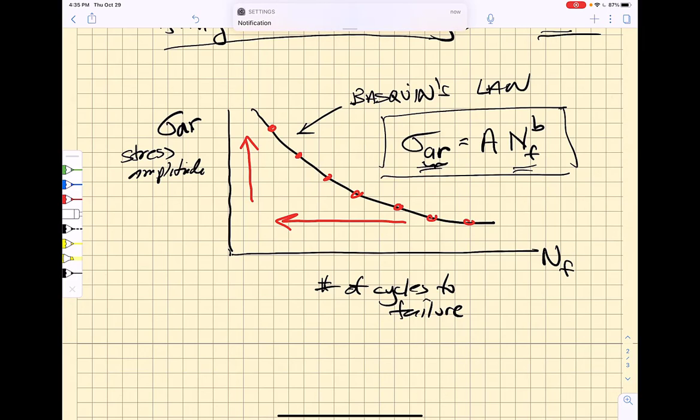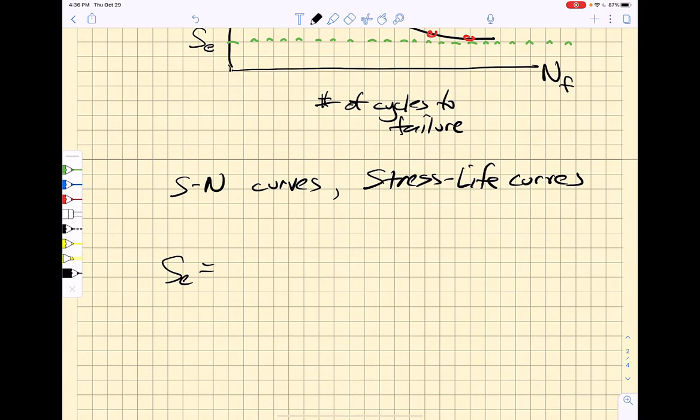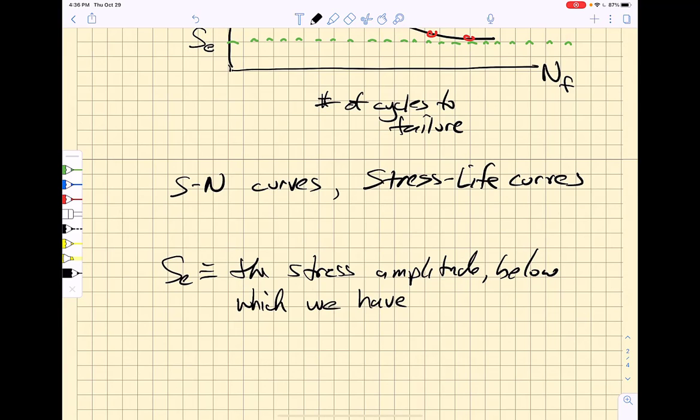Now, there's a very important thing when we look at these SN curves. So we're going to call these things SN curves, otherwise referred to as stress life curves. And there is something important here, and that is we always ask ourselves, is there a stress amplitude below which we have infinite life? So that stress amplitude is something that we call the endurance limit, SE. SE is the stress amplitude below which we have infinite life, and it is given the name the endurance limit.